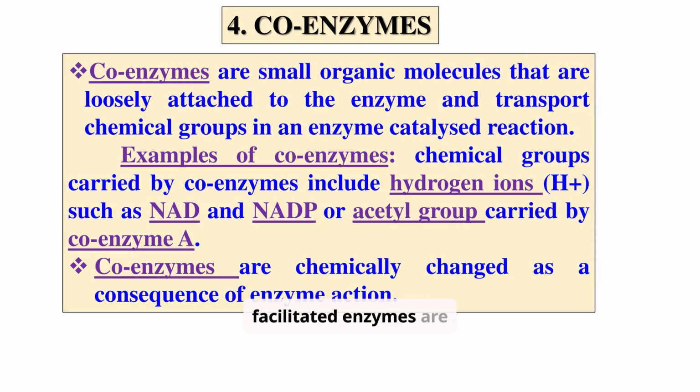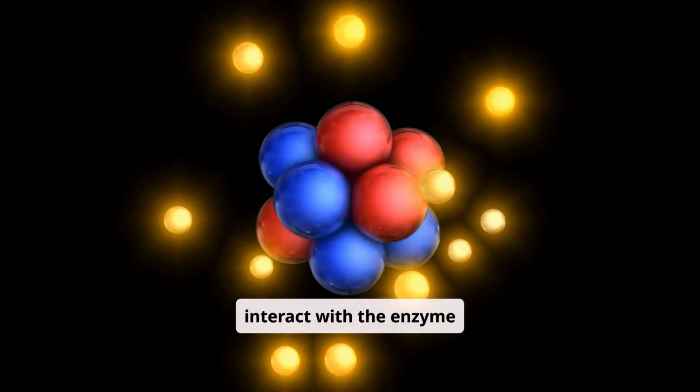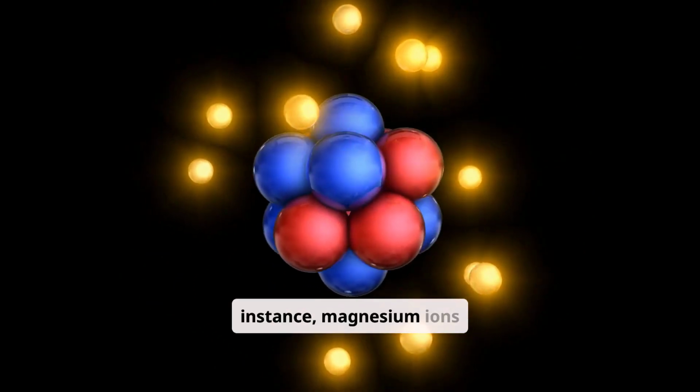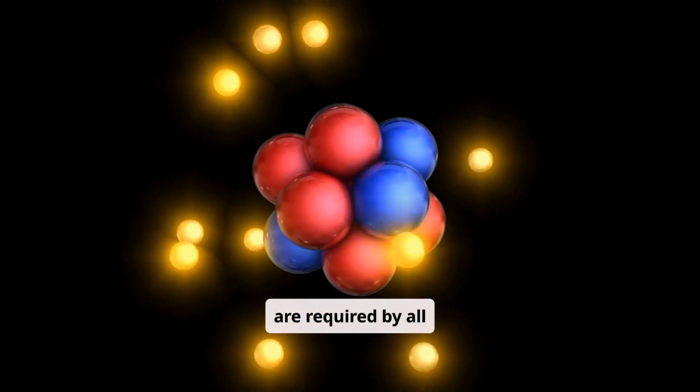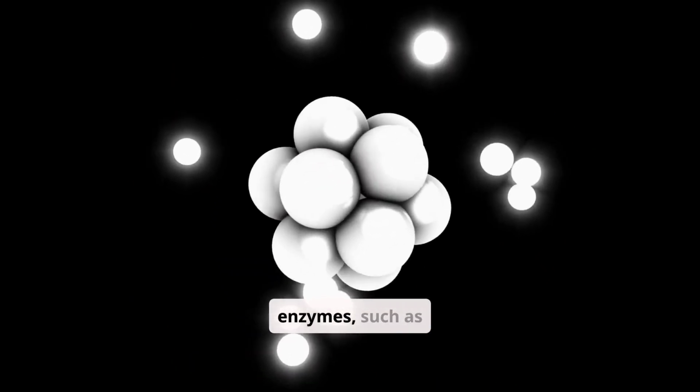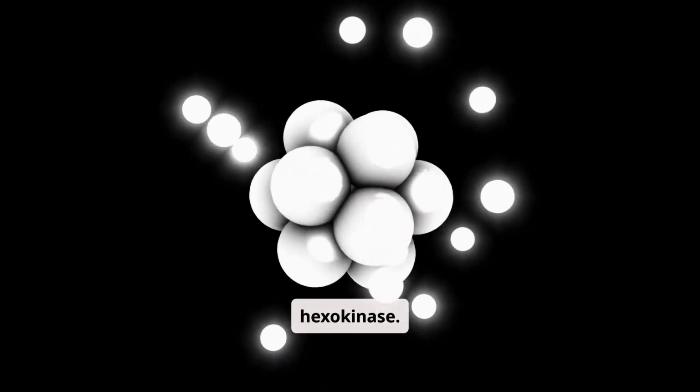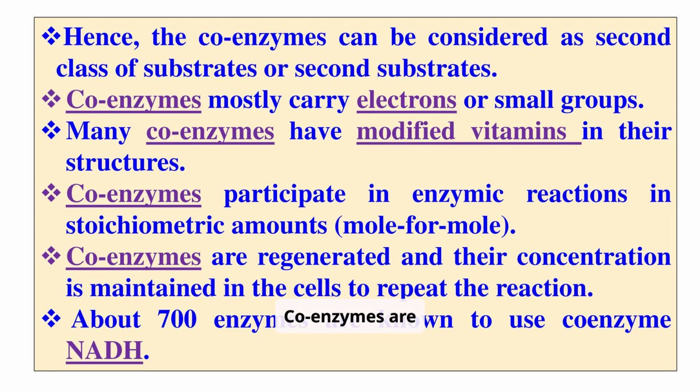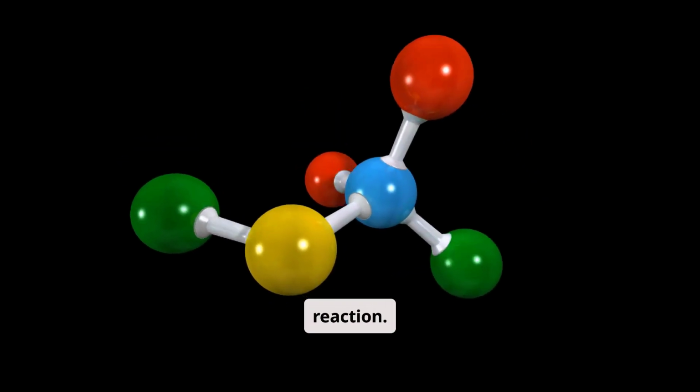Metal-activated or facilitated enzymes are stimulated by the addition or presence of metal ions. These metal ions may not directly interact with the enzyme itself. For instance, magnesium ions are required by all ATP-utilizing enzymes, such as hexokinase. Coenzymes are small organic molecules that are loosely attached to the enzyme and transport chemical groups during an enzyme-catalyzed reaction.